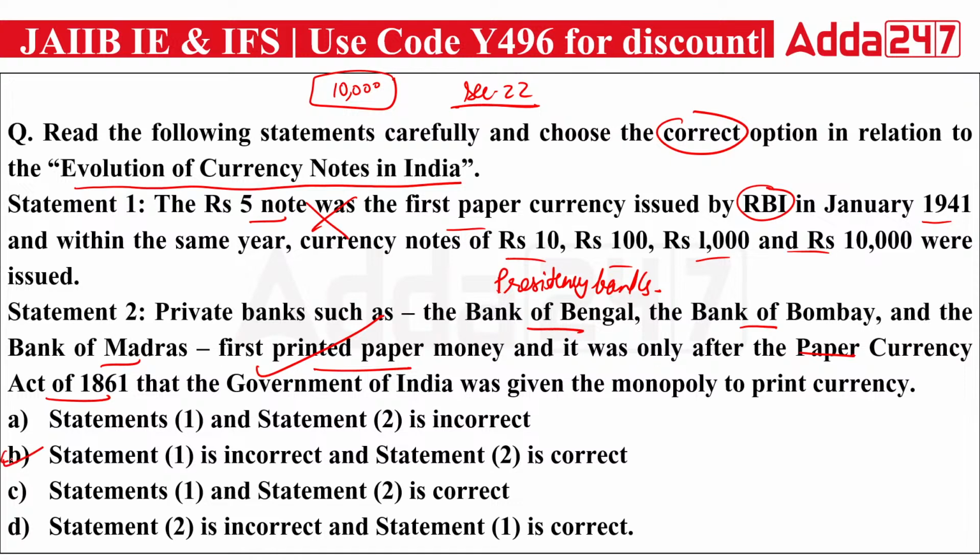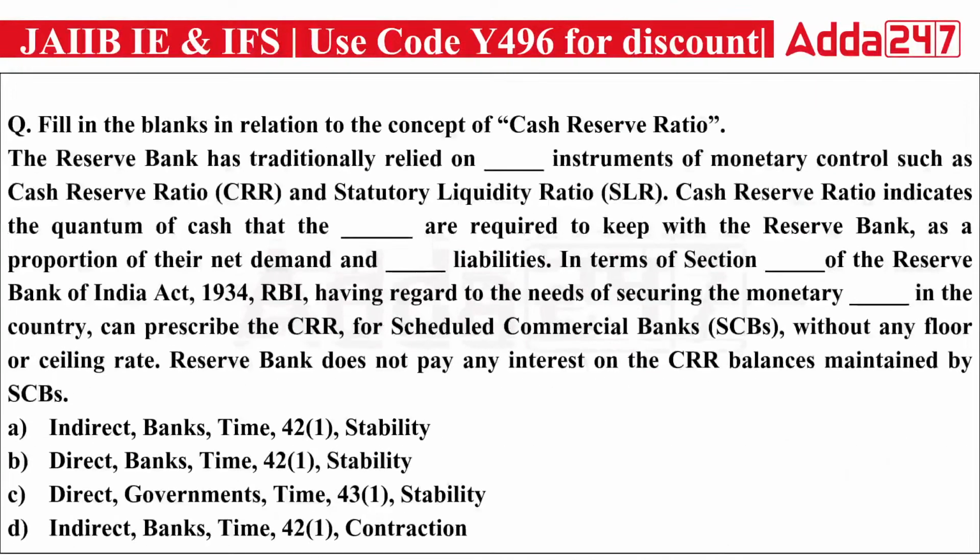So the right answer is the second is correct and the first is incorrect. The right answer will be B: Statement 1 is incorrect and Statement 2 is correct. Next we have a fill-in-the-blanks question in relation to the cash reserve ratio.